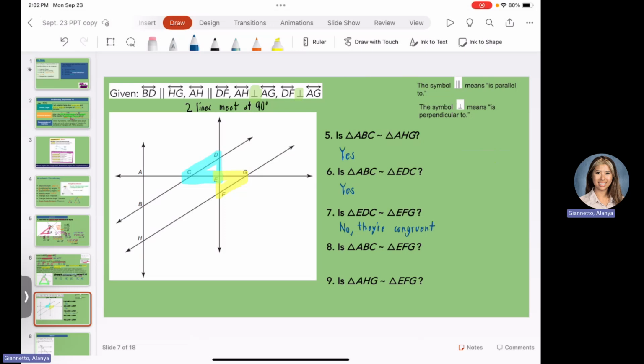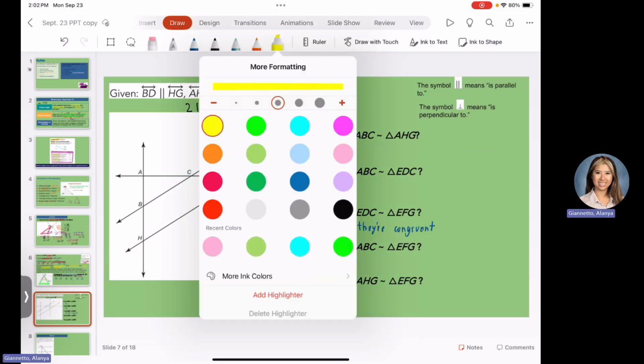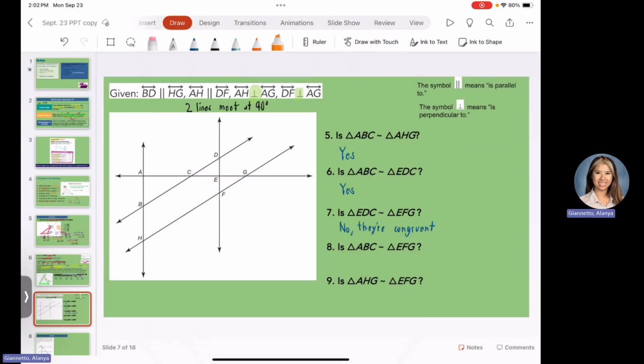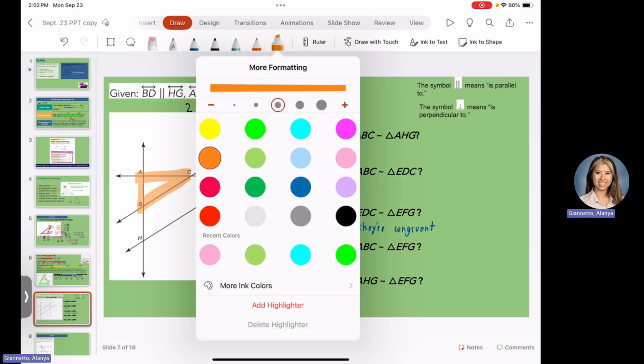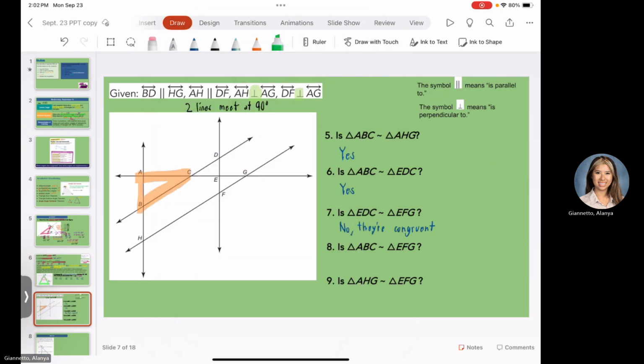Okay, the following question is asking, is triangle ABC similar to triangle EFG? Okay, so we have ABC, and then we have EFG, this one right here. So it looks like, yes, they are similar because they're both triangles. They're just different sizes. And then the last one is saying, is triangle AHG similar to triangle EFG?